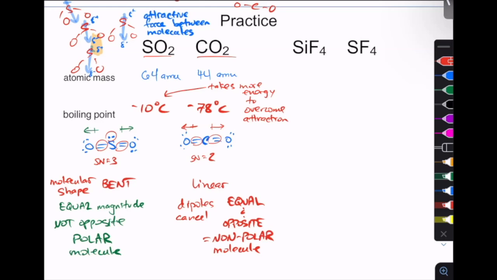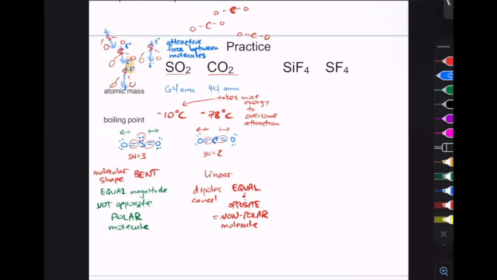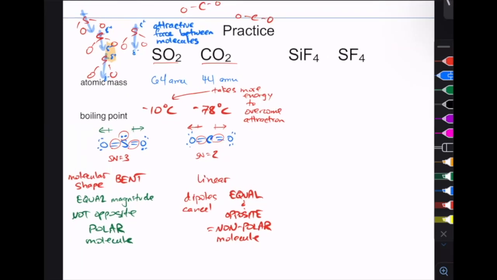Here, let's do it with this example. Here's silicon tetrafluoride and sulfur tetrafluoride. Think about it for a minute, right? Work at it. Can you tell just from looking at those two, which one's polar and which one's nonpolar? Maybe you can, maybe you can't. What are you going to have to do if you can't tell from looking at it? Build the Lewis structure. You know how to build a Lewis structure, and now you know how to interpret the Lewis structure.